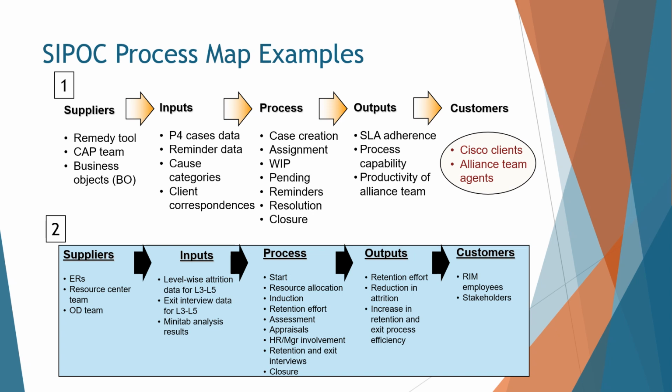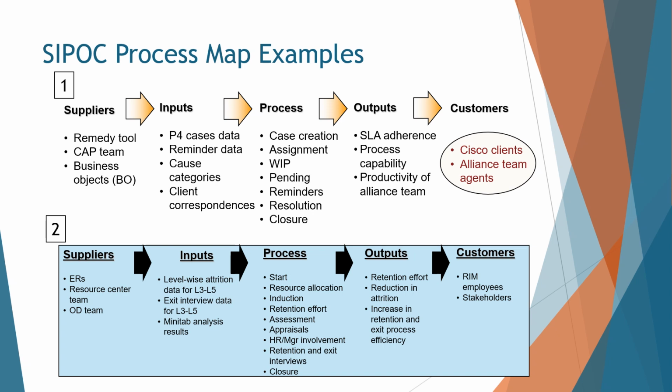What's the process? Start, then resource allocation, induction, retention effort, assessment, appraisals, HR management involvement, retention and exit interviews, and then finally closure. What are the outputs of that process? Retention effort, reduction in attrition, increase in retention and exit process efficiency.